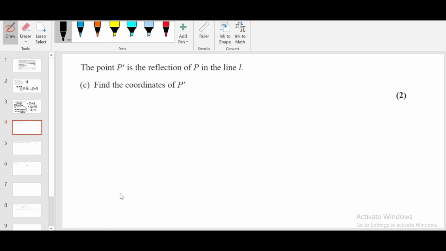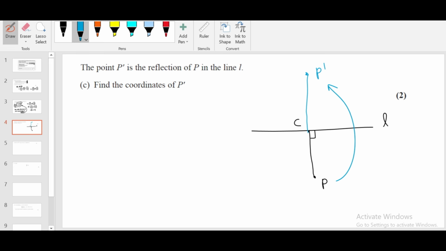Point P dash is a reflection of P in the line. So you have the line L and let's say you have P here, and we know this is PC, which is the perpendicular line, and we have another point P dash here, which is a reflection of this point P. They want you to find the coordinates of P dash. First let's find the position vector of P dash. We don't know where the origin is, just assume somewhere here. You can take anywhere, it doesn't matter. We need to find OP dash, that's the position vector of P dash.